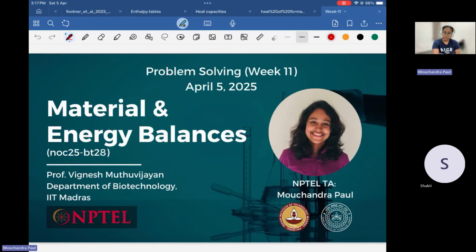This is week 11 of the problem solving session, and we'll continue with a few more types of energy balance problems. But here, since the chemical reaction is also happening, we'll have to combine the principles of material balance with energy balance in order to solve these problems.